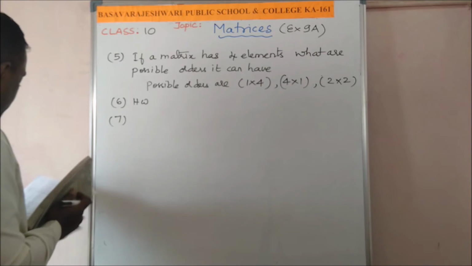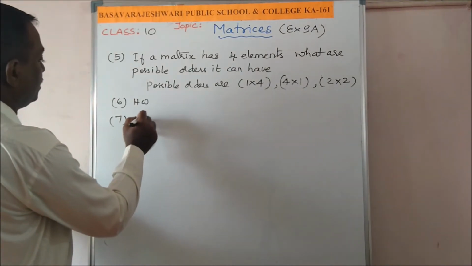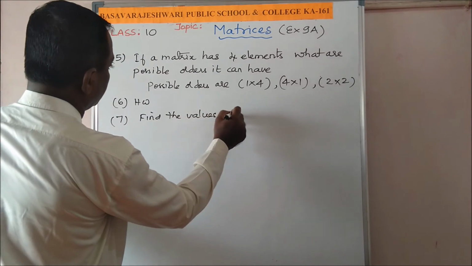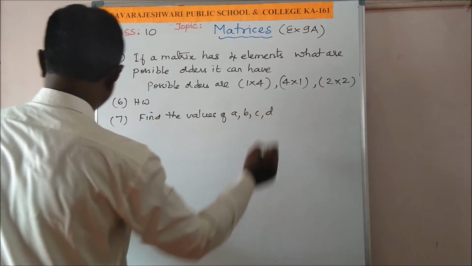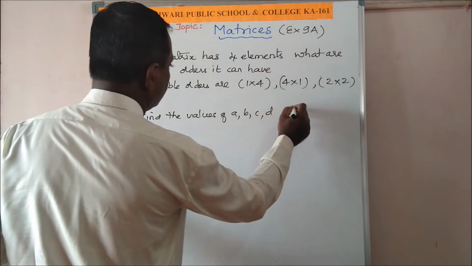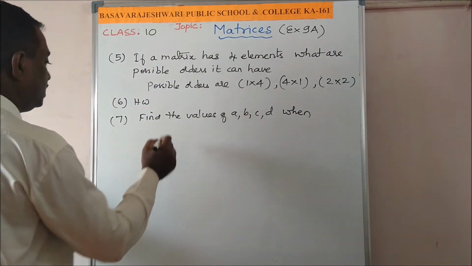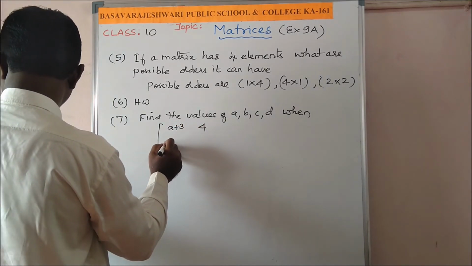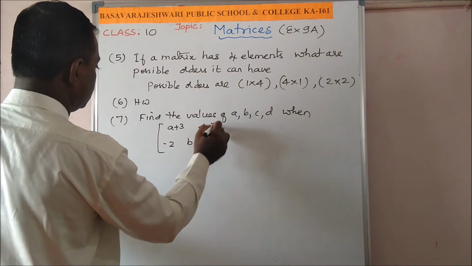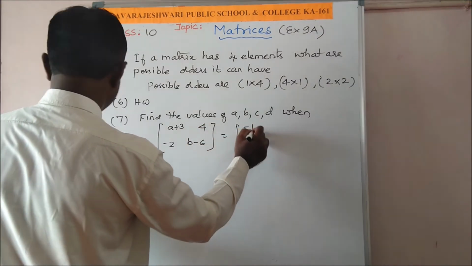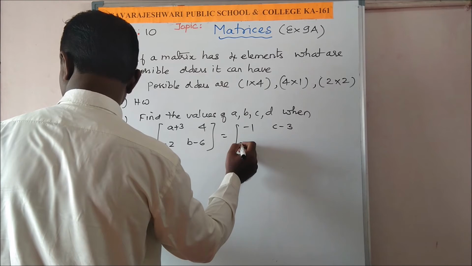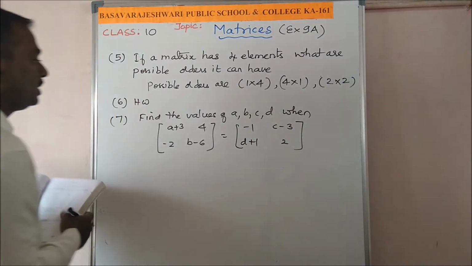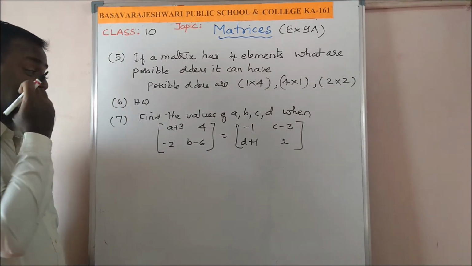Seventh one. Find the values of A, B, C, D when the matrices are given: A plus 3, 4, minus 2, B minus 6 is equal to minus 1, C minus 3, D plus 1, 2. So A, B, C, D you have to find out.